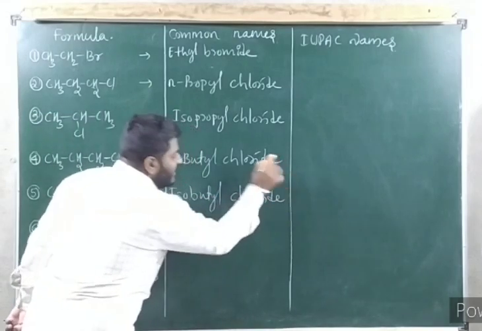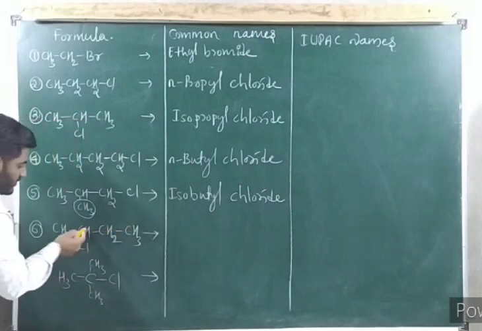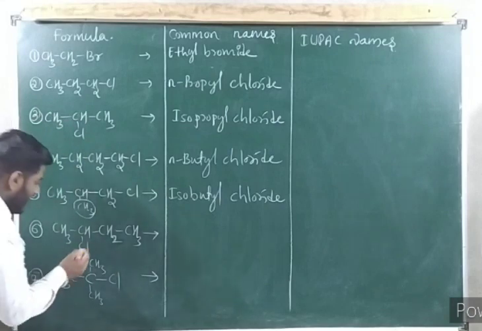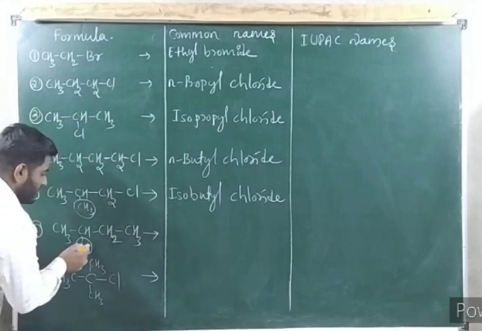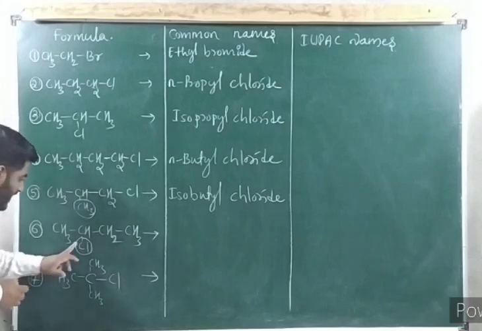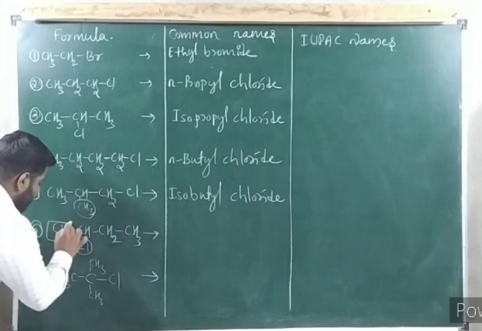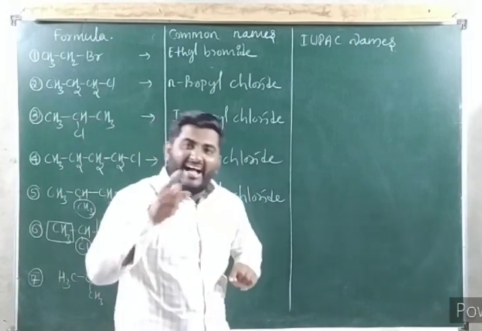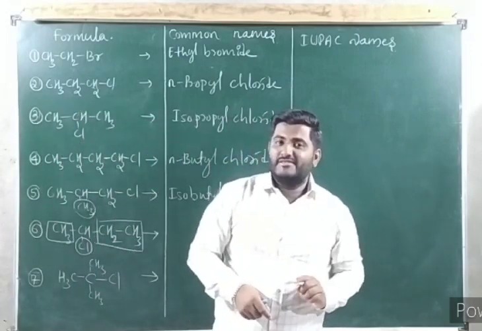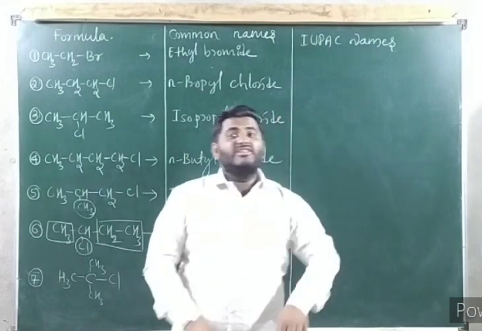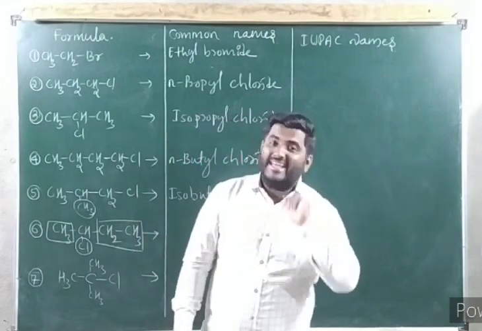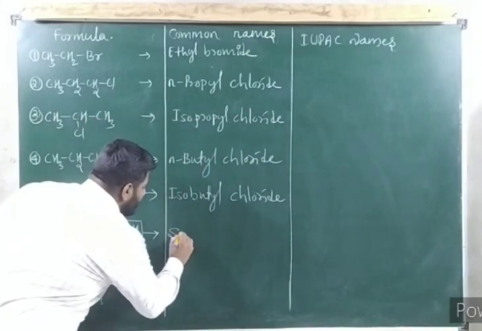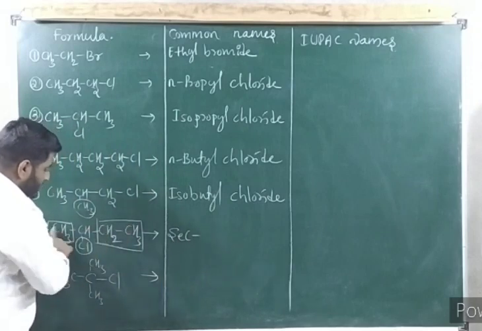Isobutyl chloride. What about this case? 1, 2, 3, 4. Here also 4 carbon. But what is the difference here? Difference is here halogen is attached to second carbon. Means halogen attached carbon is having one substituent this side, one substituent this side. Total halogen attached carbon is having 2 substituents. It is called as secondary. So what is the name? Secondary, correct or not? Butyl chloride.